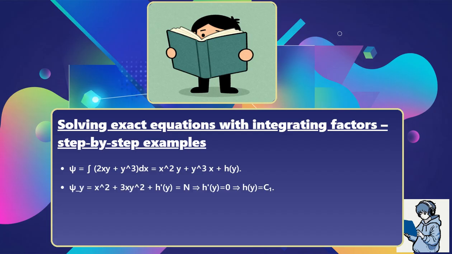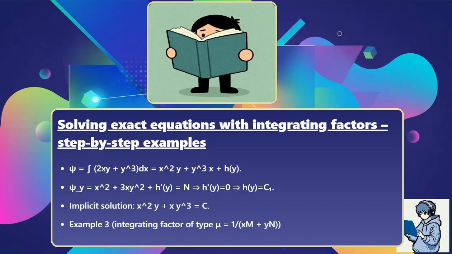Psi sub y equals x squared plus 3xy squared plus h prime of y. Set equal to N gives h prime of y equals 0, so h of y equals a constant. Implicit solution: x squared y plus xy cubed equals constant.